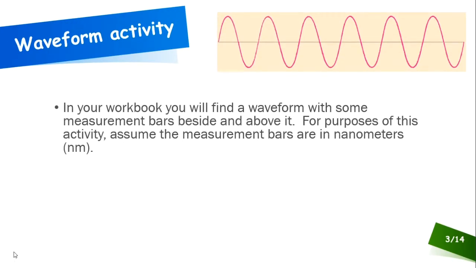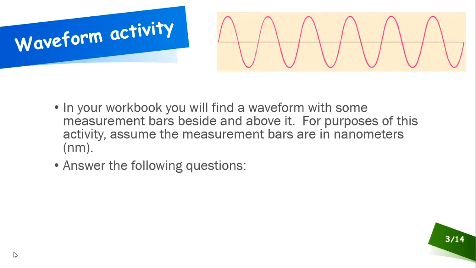Let's go ahead and work an activity to practice these concepts that we just learned about waveforms. In your workbook, you're going to find a waveform with some measurement bars beside it. For the purposes of this activity, let's just imagine that these measurements are giving us units of nanometers. Technically, nanometers are really, really small, but let's just assume that the measurement bars are giving it to us in nanometers.